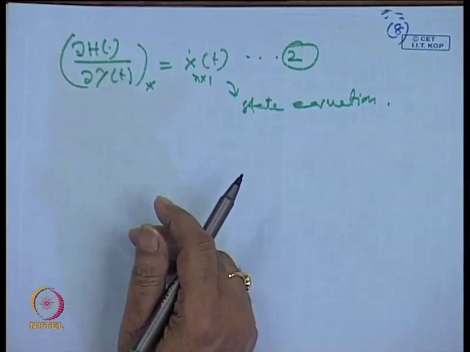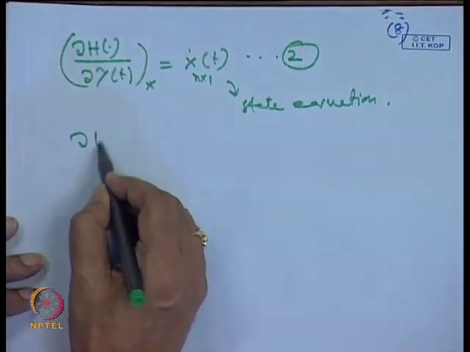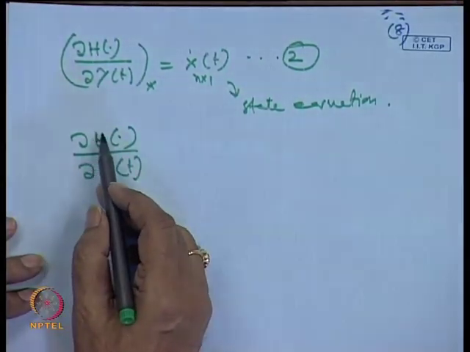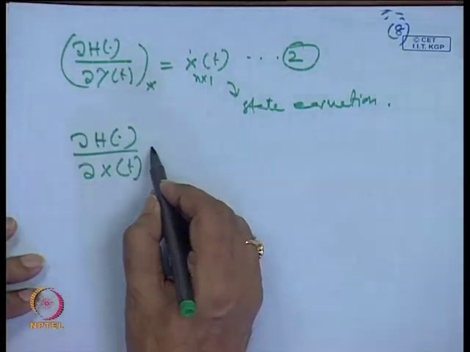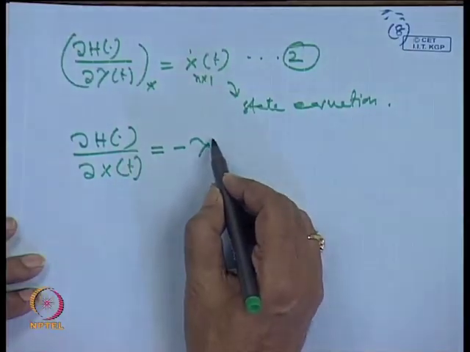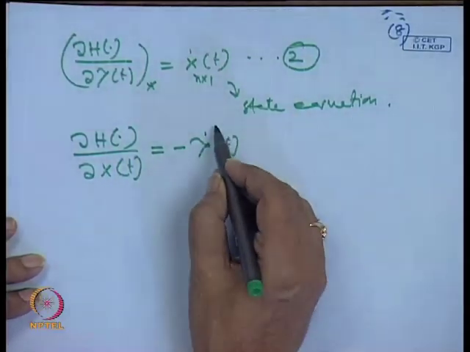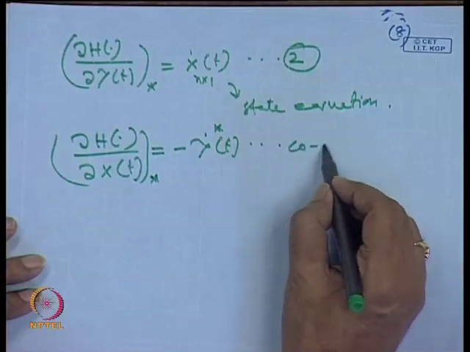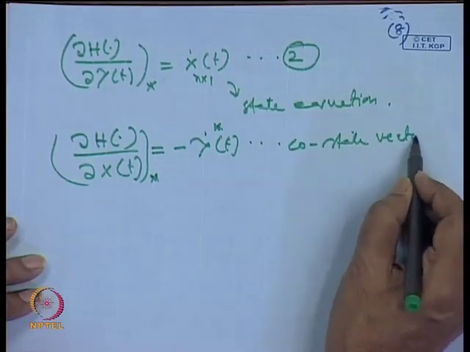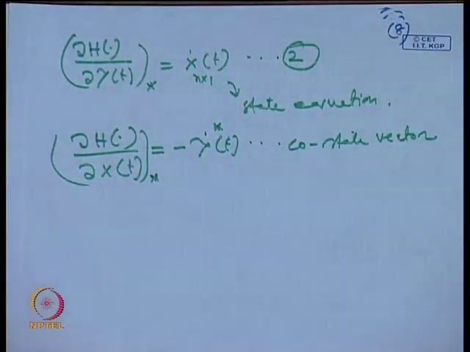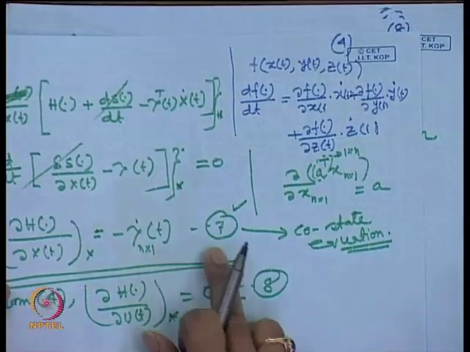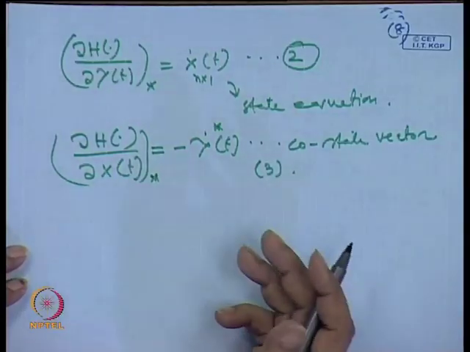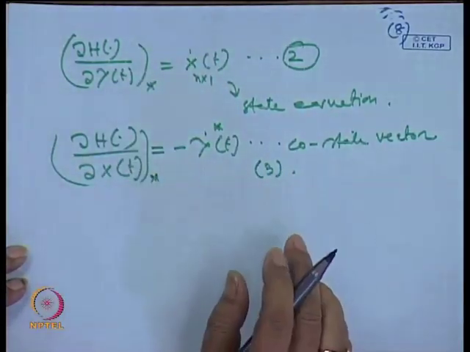Then third: del H del x, partial differentiation of the Hamiltonian function with respect to x, is equal to minus lambda dot star, if we give the star, and this is your co-state vector. This one we got from the Lagrangian, the co-state vector expression. So, this is equation number 3, and then you have to solve these 3 equations.